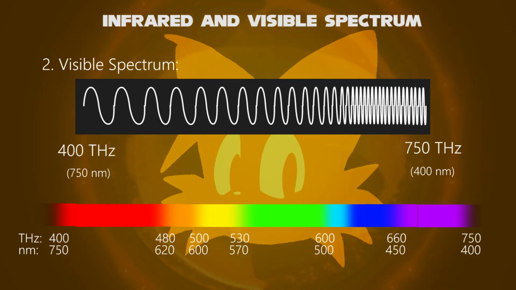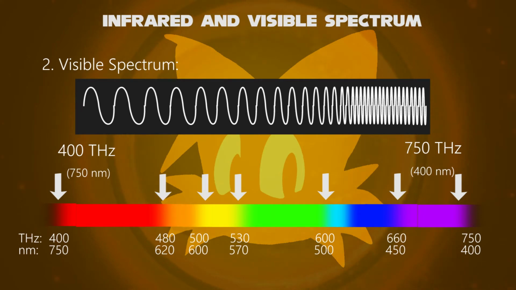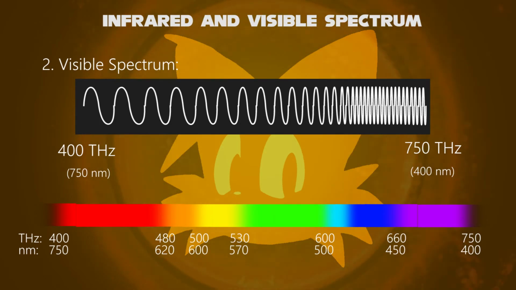When the colors change, we put these checkpoints for the terahertz frequency: 400, 480, 500, 530, 600, 660, and 750. Similarly, for the wavelength in nanometers, it goes in decreasing order: 750, 620, 600, 570, 500, 450, and 400. Its colors are red, orange, yellow, green, blue, and violet.